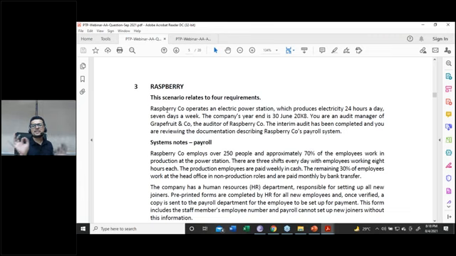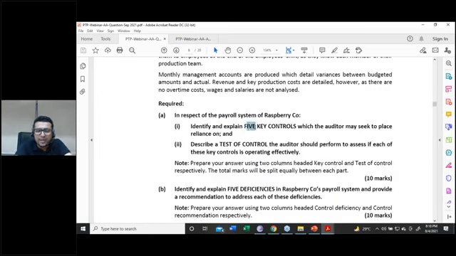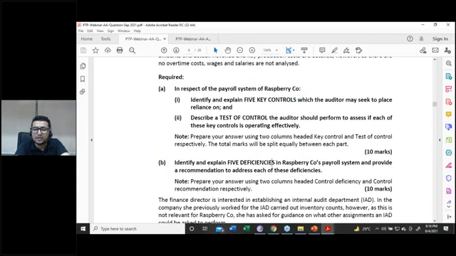Dear students, this is a very important moment of today's webinar. I think the most important moment. Why am I saying that? This particular question, which is called Raspberry, is the only question available in your exam kits in which you have this particular requirement of key controls. This is a very tricky and important question.